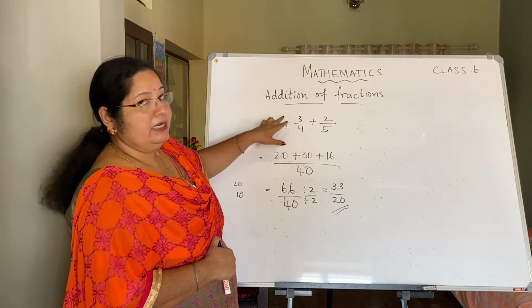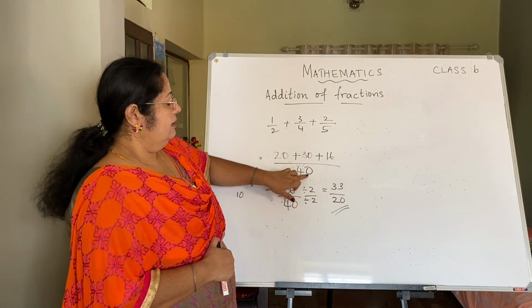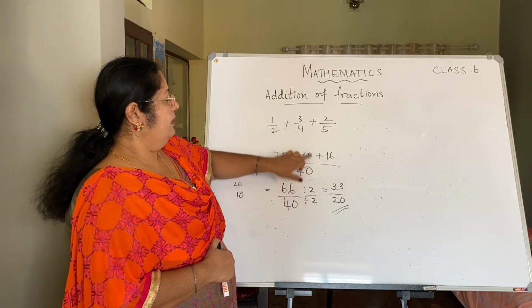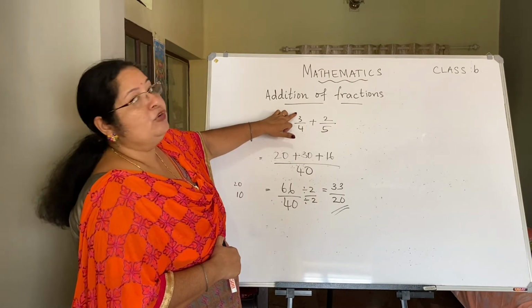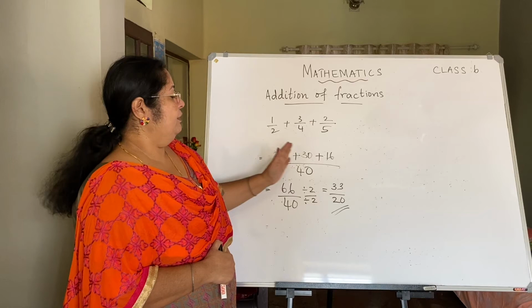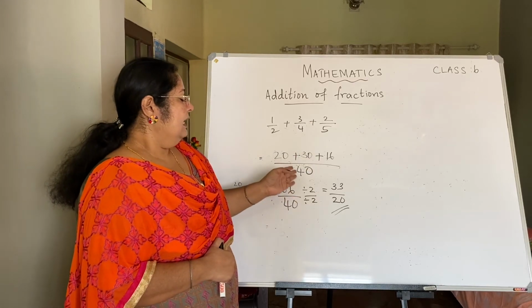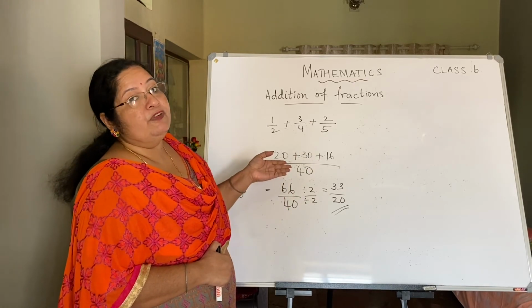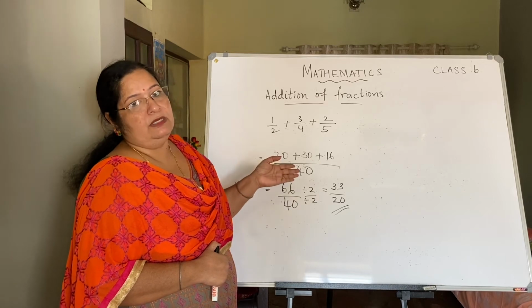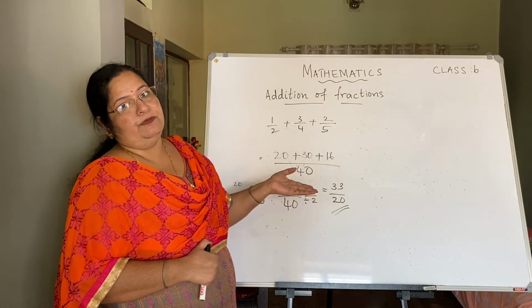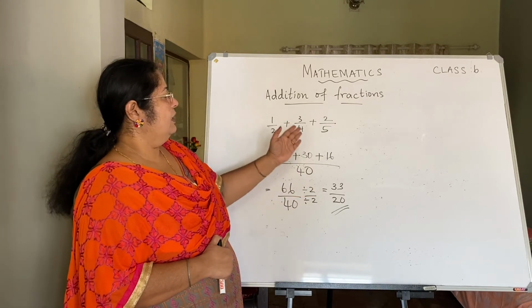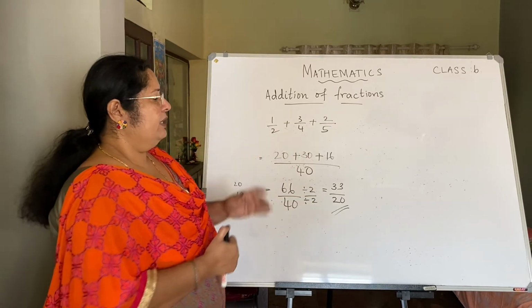Then second numerator, how you are going to get? Same method, this denominator divided by the second denominator, the quotient what you are getting, multiply that with the numerator. Same thing you continue, then add the numerators and you get the fraction. If it is not in the reduced form, reduce it. You can even convert it into a mixed fraction also. So hope you have understood how to add 3 fractions. One more example we will do.